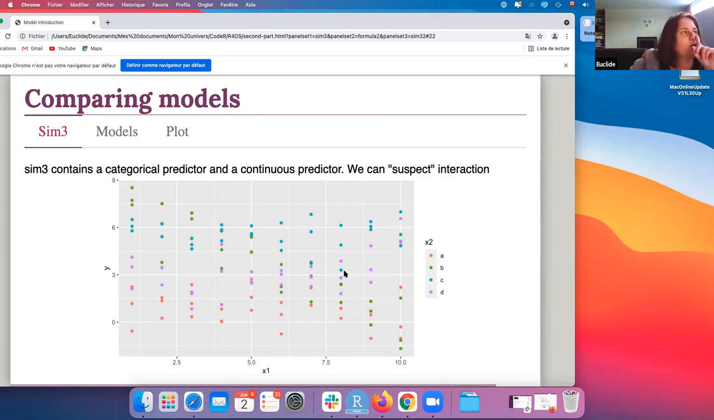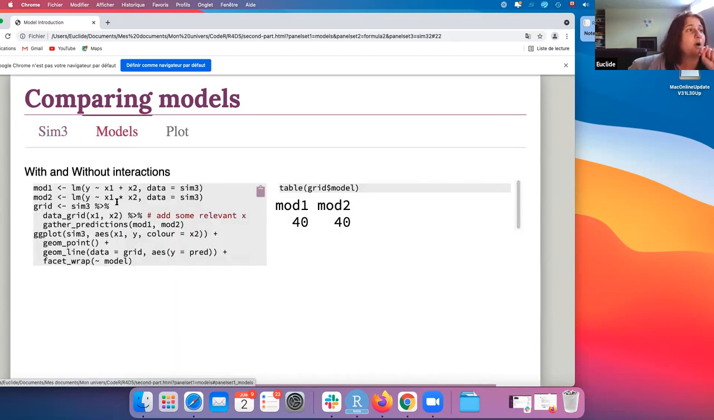So now we are going to use sim3, and we can see that we have x1, y, and x2 is just categorical. You have A, B, C, D. And if we plot, we can see that there is some kind of interaction because all the A are here, D is here, this one like that. It seems that for each category, maybe we should have a model, so we can suspect interaction. Because we are suspecting interaction, we are going to look at two models, one without and one with interaction.